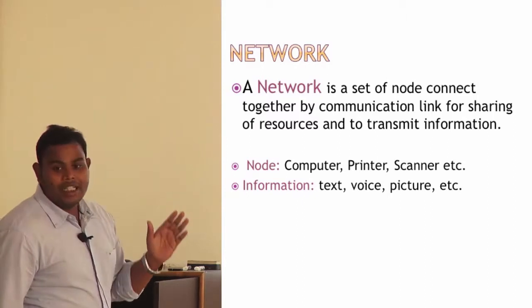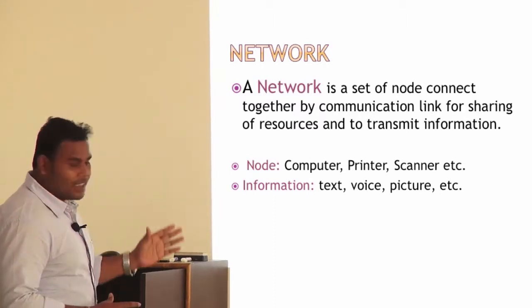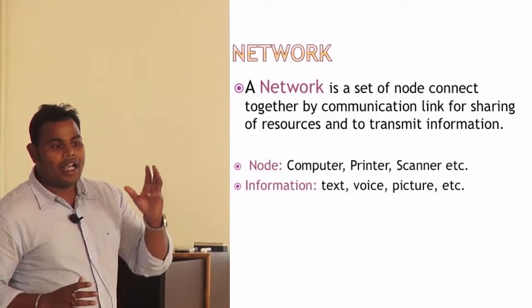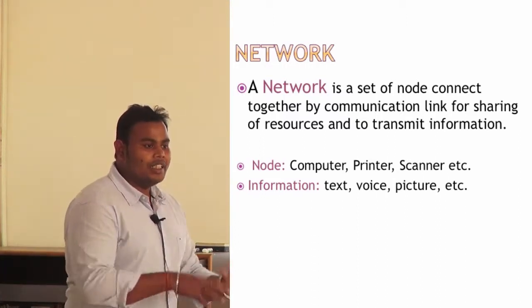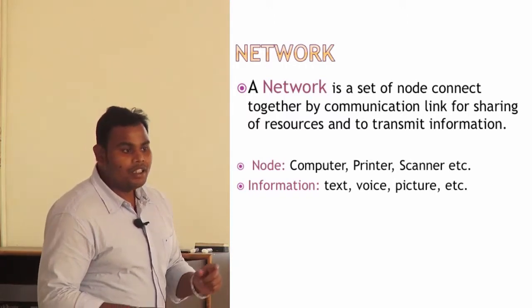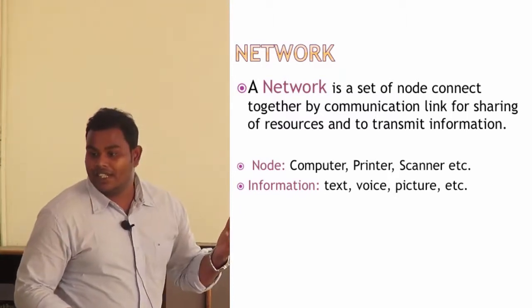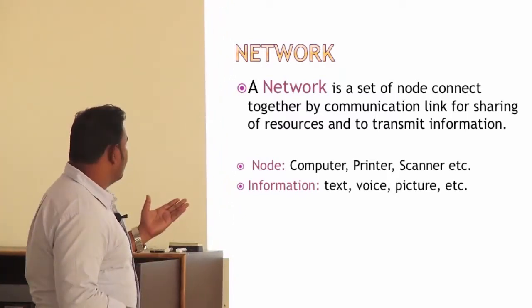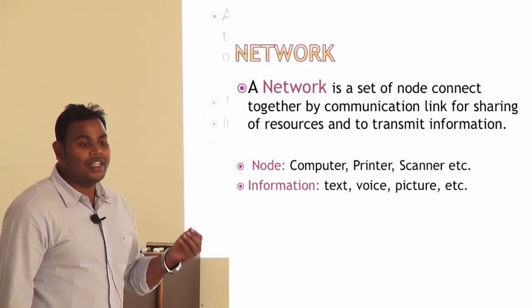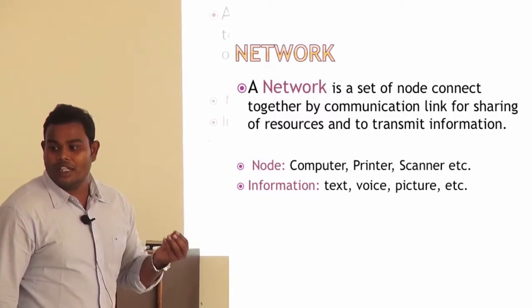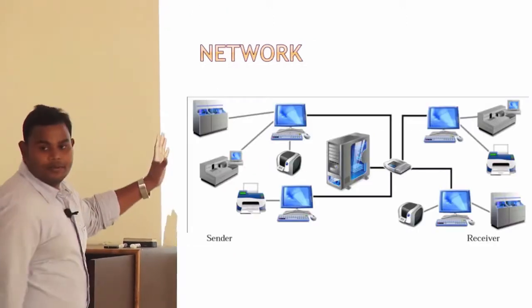A network is a set of nodes communicating with each other using a transmission media. So what is a network? It is a combination of nodes. And what is a node? A node may be a computer, a printer, an intermediate device, or a scanner. Clear? And what is the information? Which information are we going to share using the network? That may be a text file, a video, an audio, or an image. Clear? So the network looks like this.